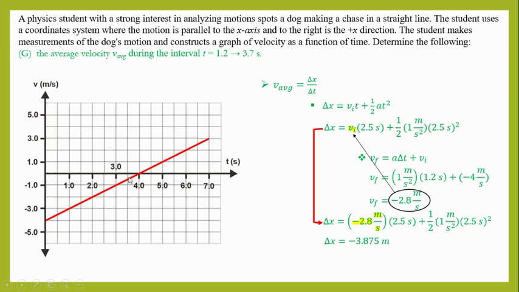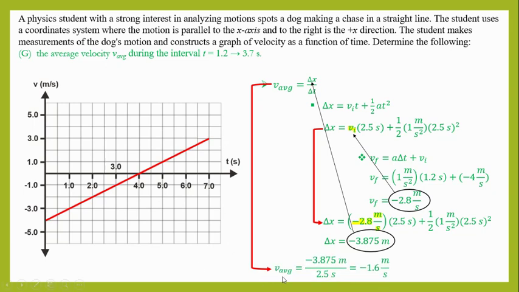So all the area that's shaded will be beneath the t-axis, so the answer will be negative, which makes sense. So my delta x is -3.875. I want to plug that in for delta x. I'm going to carry this down, and then therefore average velocity here is -3.875 meters divided by 2.5 seconds, which is -1.6 meters per second. Okay, so that's my answer for this particular part. The negative sign again is your direction.